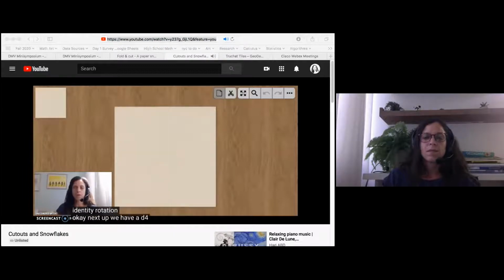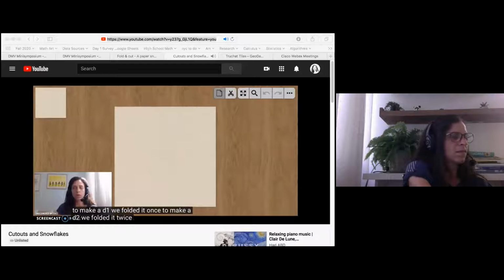Okay, next up we have a D4. In this case, think about how many times we would need to fold it. So far, to make a D1, we folded it once. To make a D2, we folded it twice. Do we need to fold it 4 times to make a D4? Maybe stop the video and think about it on your own. If you're still not sure, you can just get started and fold and see what happens.